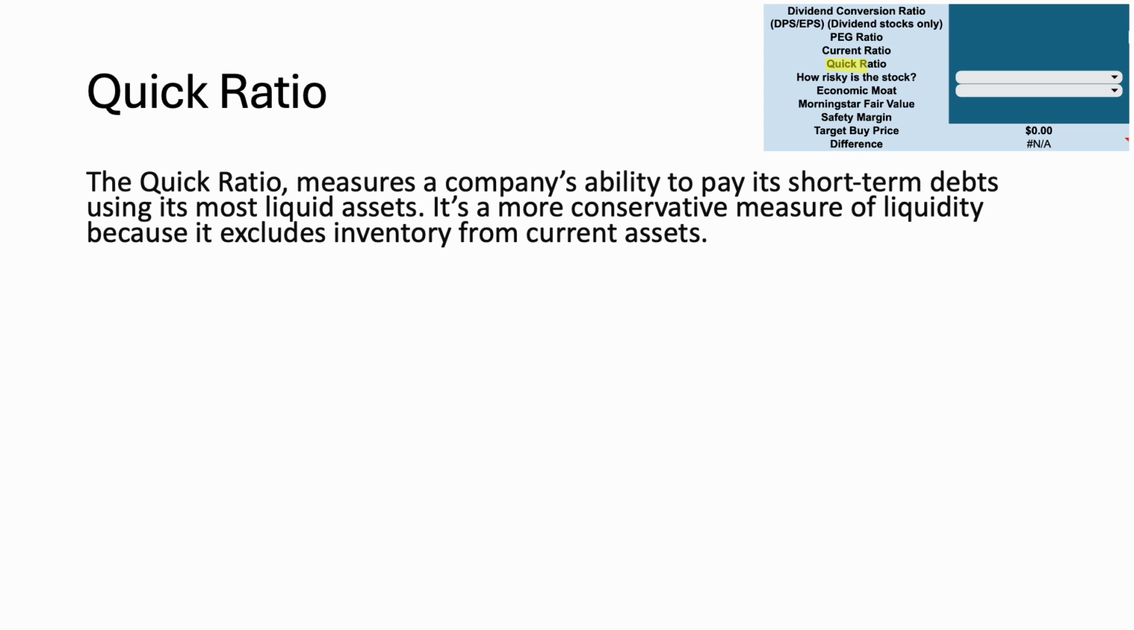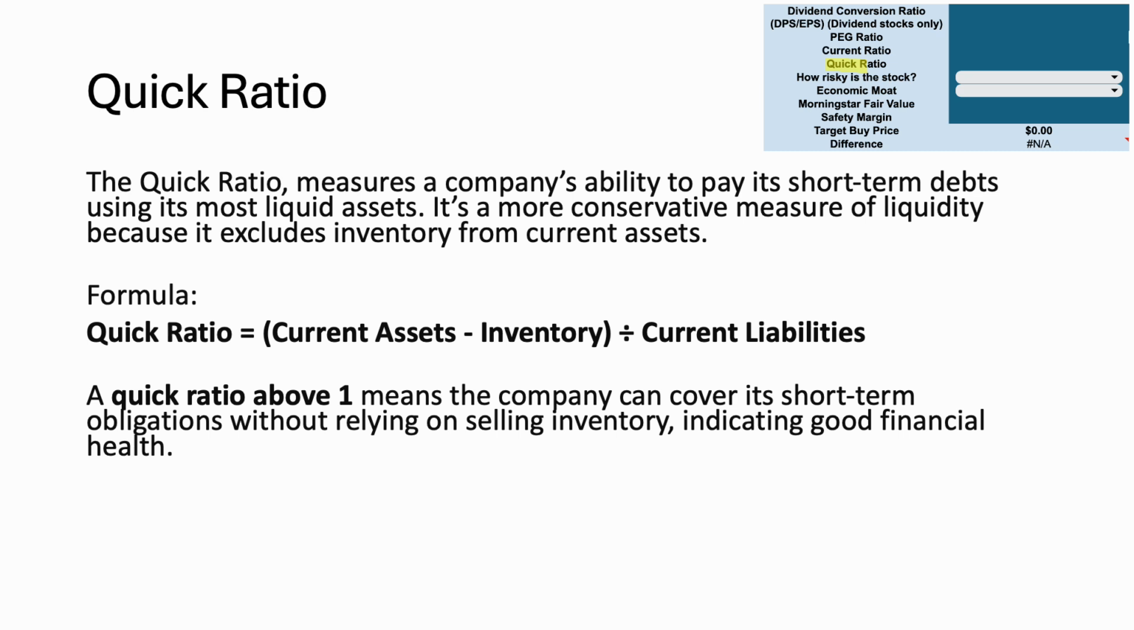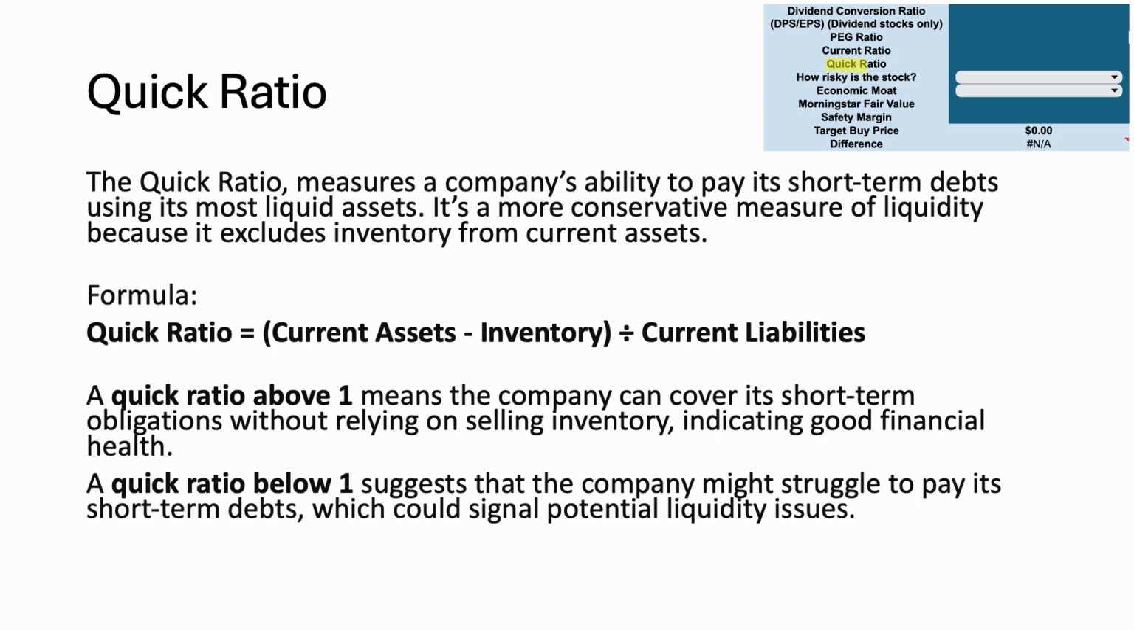Next is your quick ratio. This is very similar to the current ratio. The only difference is the quick ratio doesn't take into account your current stock. So if you have stock waiting to be sold, it doesn't take that into account. So this is a more healthy measure of liabilities and assets. A ratio over 1 means that it can cover its short-term obligations without relying on selling anything. So that means it's really good in terms of financial health. And a ratio below 1 means that it might struggle again.